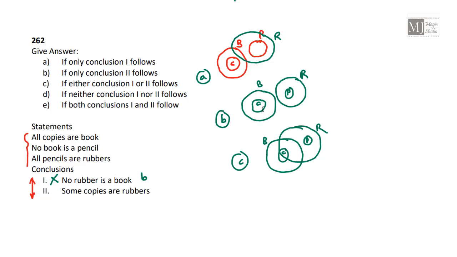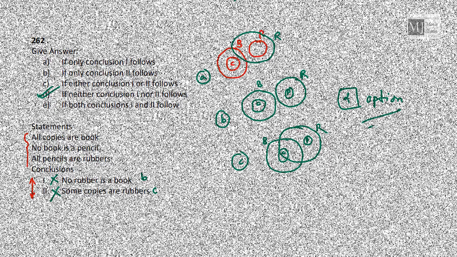Conclusion 2. Some copies are rubber. We can see here no copy is rubber. Here no copy is rubber. Here we can see that some copies are rubber. But we can't see this statement holding in all the 3 diagrams. Conclusion 2 also doesn't follow. Neither conclusion 1 nor conclusion 2 follows. The answer should be option D.